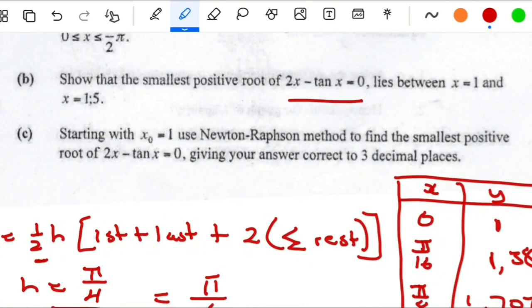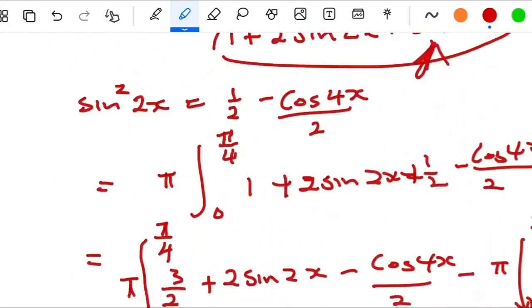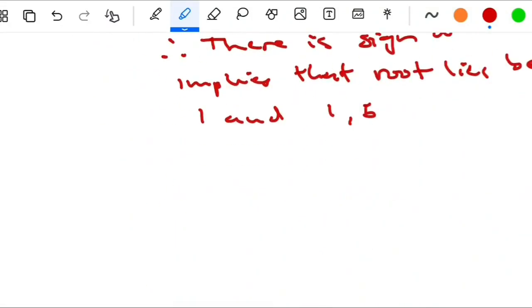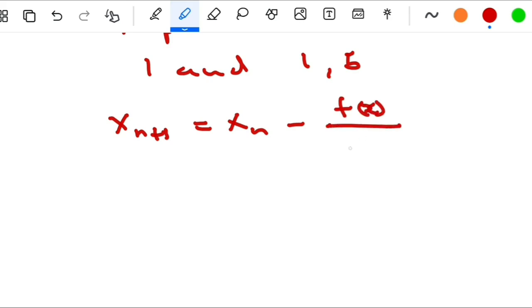Then C says, starting with x0 equals 1, use the Newton-Raphson method to find the smallest possible root of 2x minus tan x, giving your answer correct to 3 dp. Okay, so let's do the Newton-Raphson method for C. The formula is like this: xn plus 1 equals xn minus f of x over f prime of x.